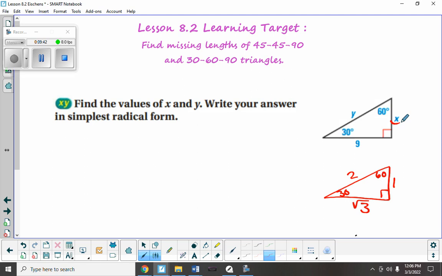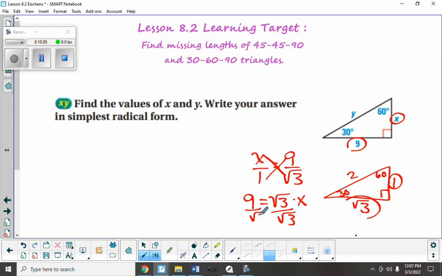Okay, so we're going to find x first. We'll start with one of them. Well, x corresponds to the 1, the short side to the short side. And then the other sides that we have are the 9 and the root 3. So we cross multiply, so you have 9 times 1 equals the square root of 3 times x. To get x by itself, you divide by root 3. So that's your answer. x is 9 over the square root of 3. Next year, we're going to learn about how we can rewrite this so that we don't have a radical. But right now, we're not going to do that, okay? So it's 9 divided by the square root of 3.